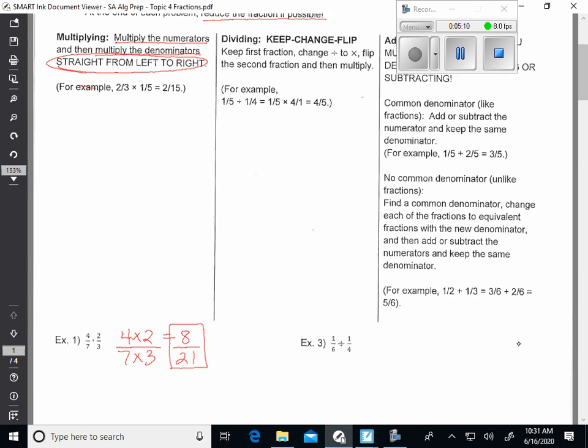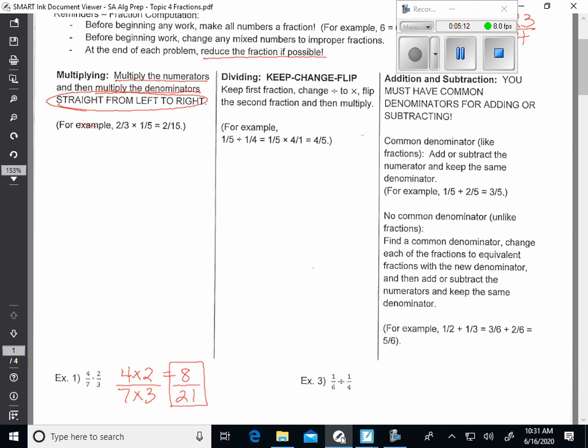Let's divide. So division uses the keep, change, flip method. You may have heard this in middle school. So that's keep the first fraction, change division to multiplication, and then flip the second fraction, and then you go ahead and multiply it.